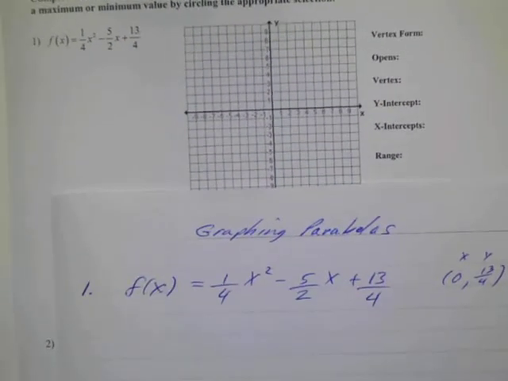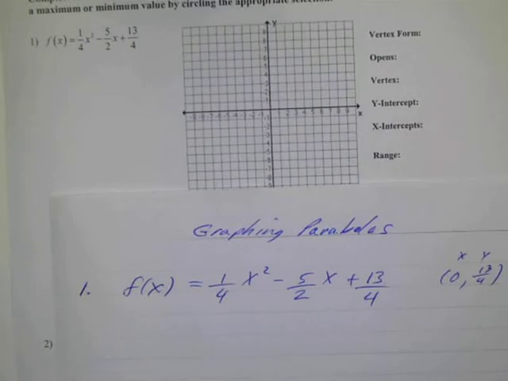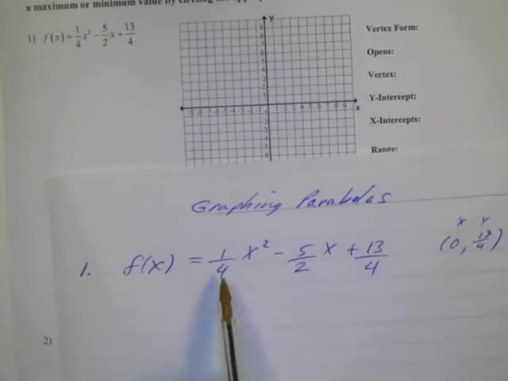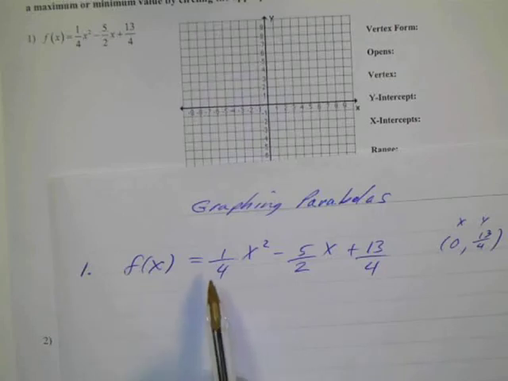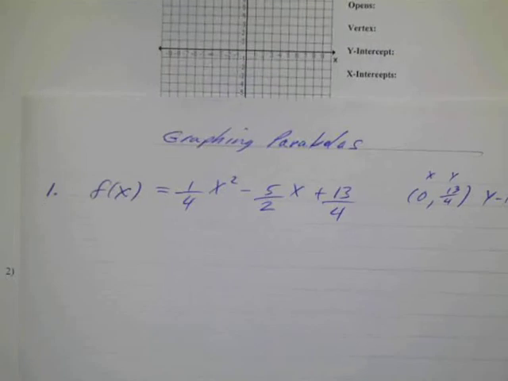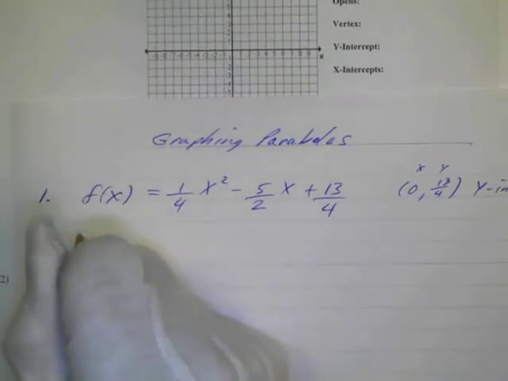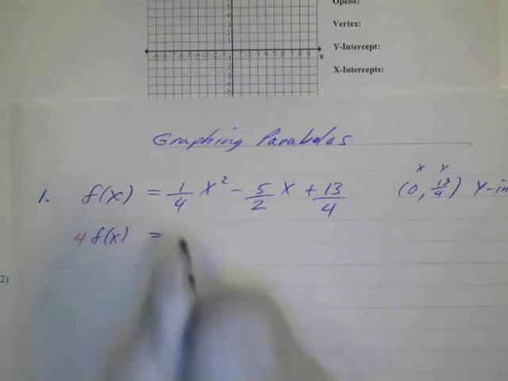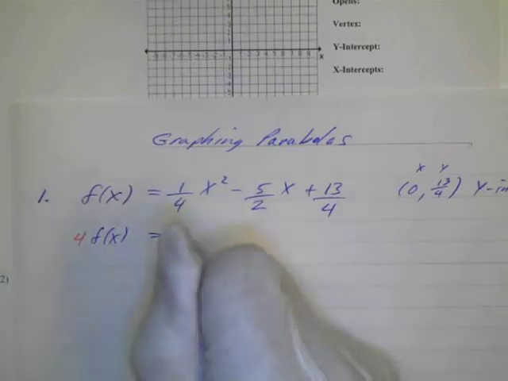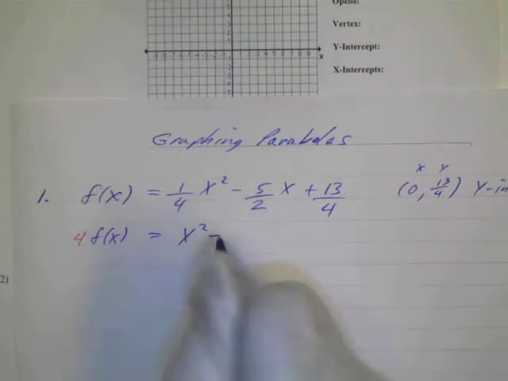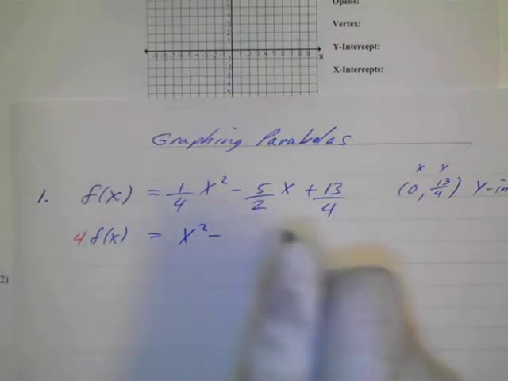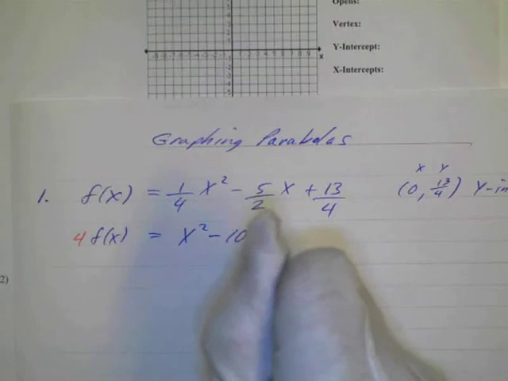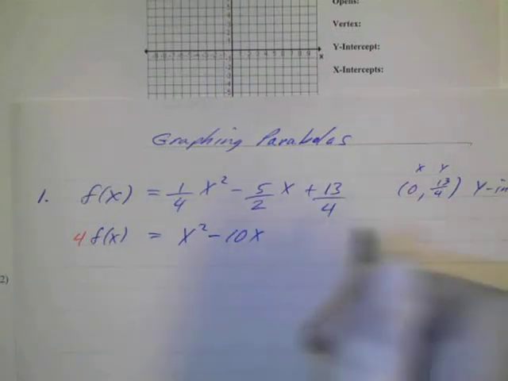So in vertex form, we're going to complete the square process, and we really don't want anything in front of the x squared, so we're going to temporarily move these denominators over to the left side by multiplying both sides of this equation by 4. So if I multiply the left by 4, I've got 4 times f of x. If I multiply 4 times 1/4, I get just x squared. If I multiply 4 times negative 5/2, 2 goes into 4 twice. So I have negative 10x. And if I multiply 4 times 13/4, I have plus 13.